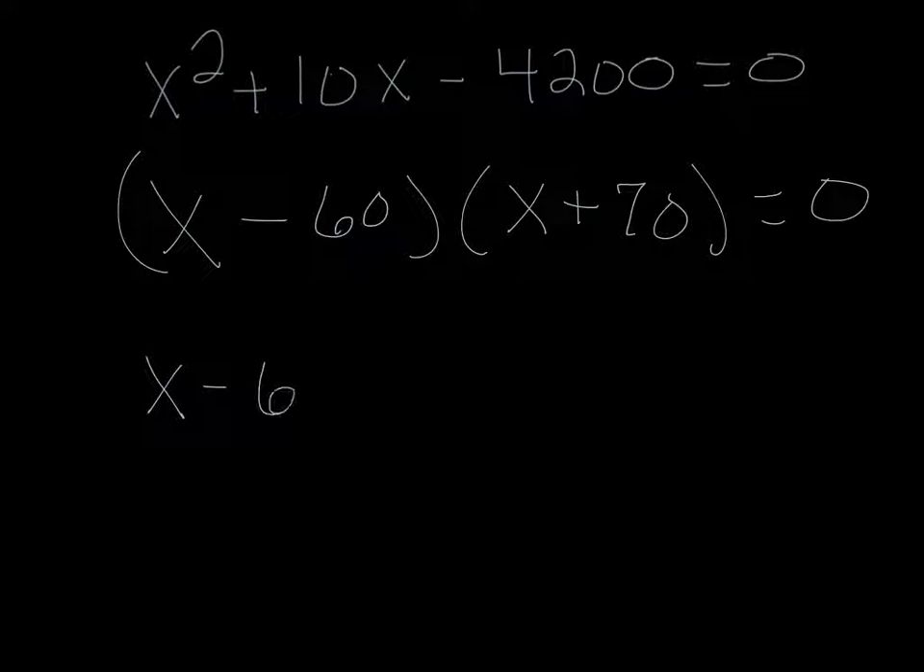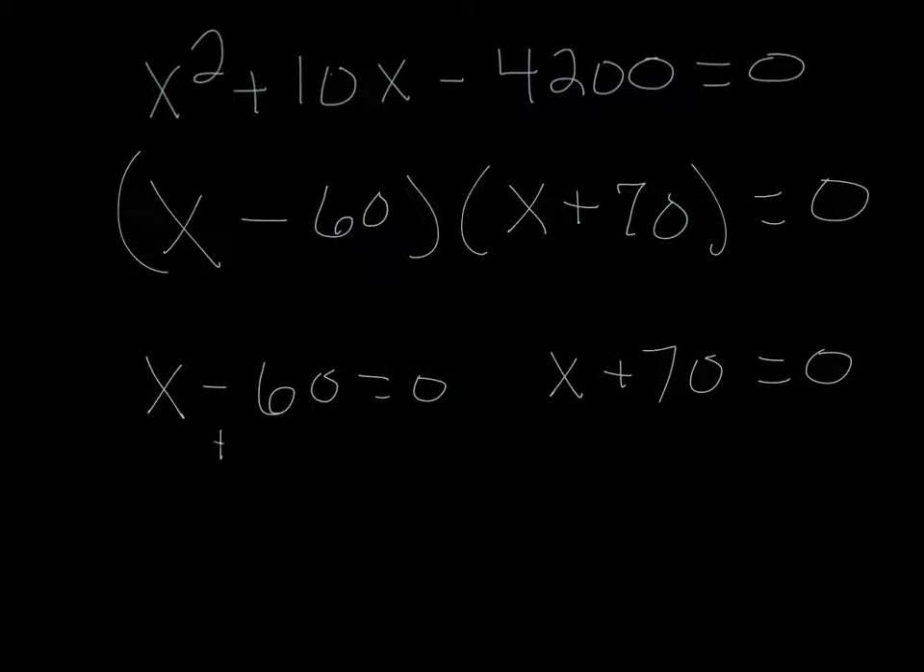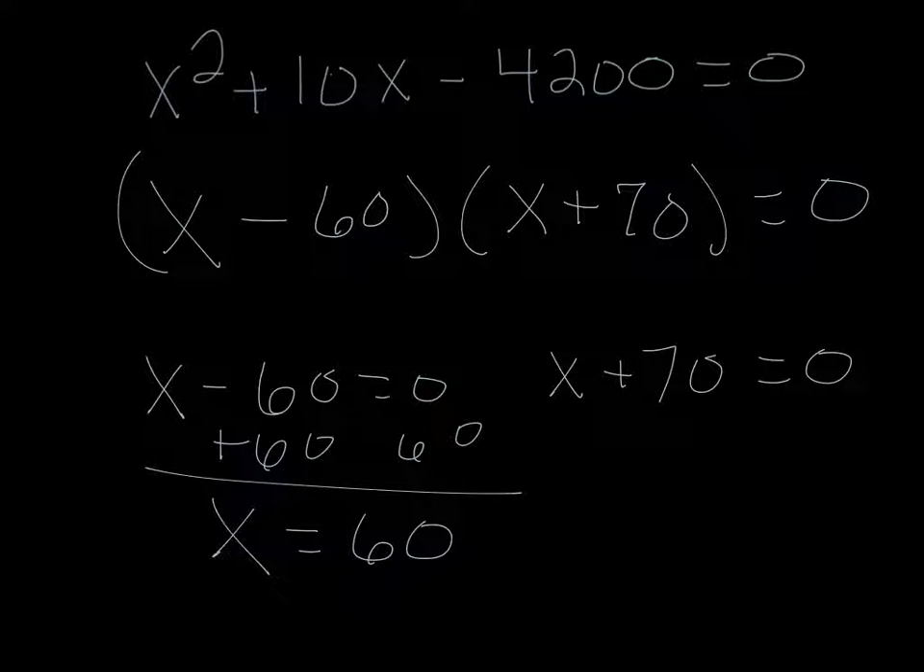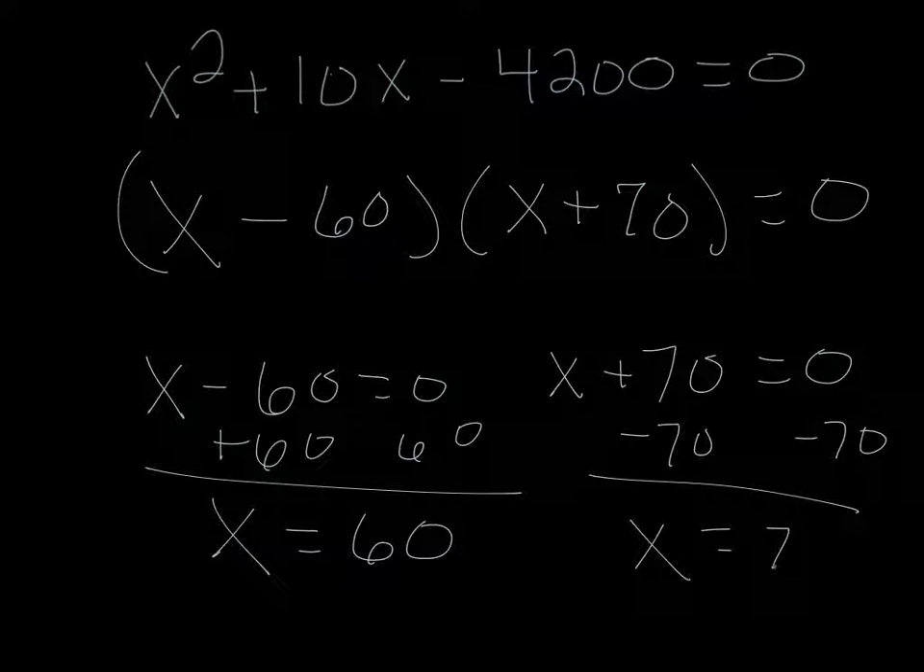We have x minus 60 equals 0 and x plus 70 equals 0. Adding 60 here to both sides, we're left with x equals 60. And over here, if we subtract 70 from both sides, we get x equals negative 70.